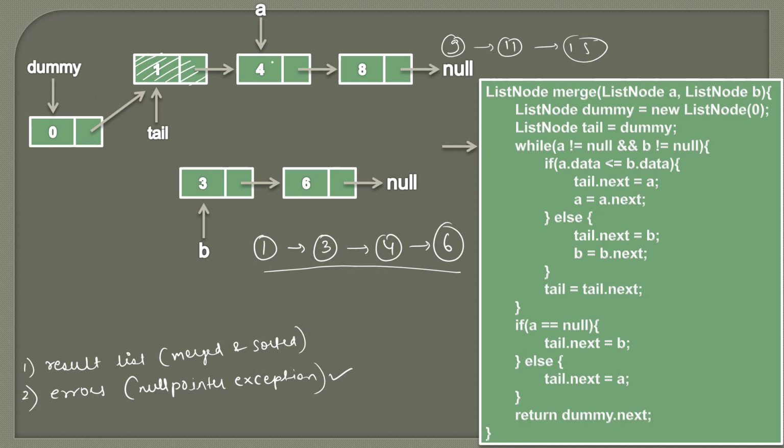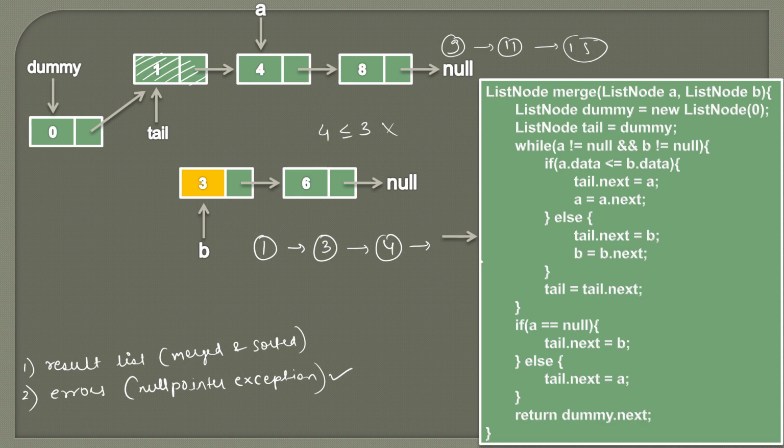A is not equal to null, B is not equal to null. So the condition in the while block comes out to be true. Now we again compare the data of A and B. So here in this if block we are simply comparing whether 4 is less than or equal to 3 or not. So 4 is actually greater than 3. So this condition comes out to be false, and the else block will be executed.